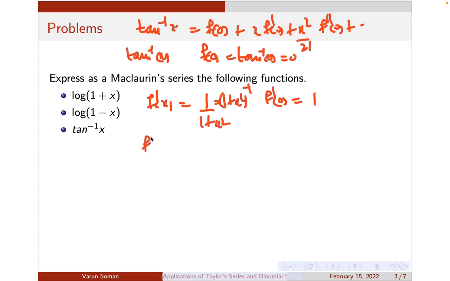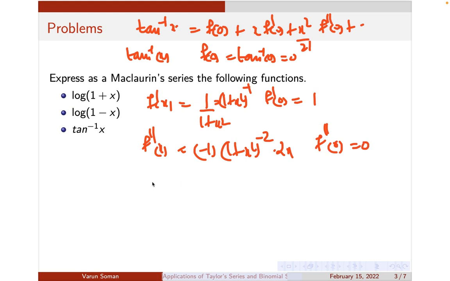So my f double dash of x will be minus 1 into 1 plus x square raised to minus 2 into 2x. So minus 1 into 1 plus x square raised to minus 2 into 2x. So f double dash of 0 will simply be 0.